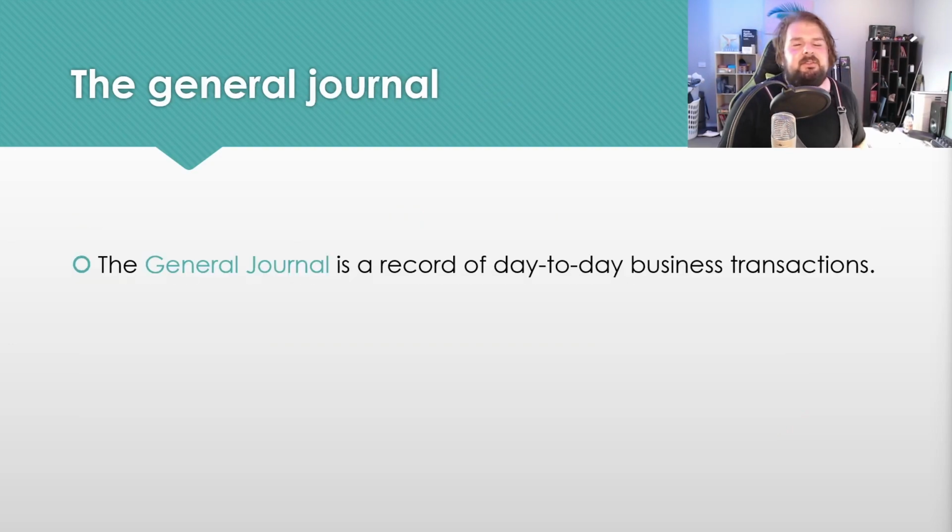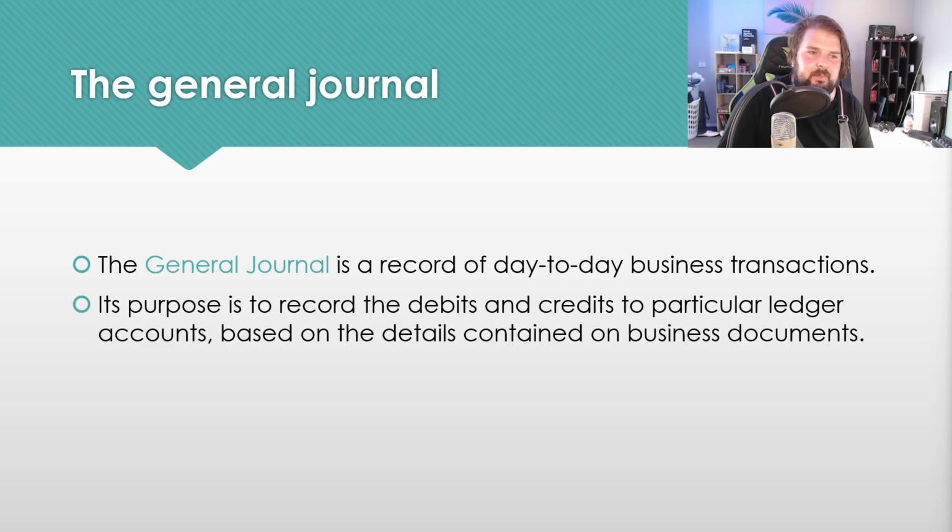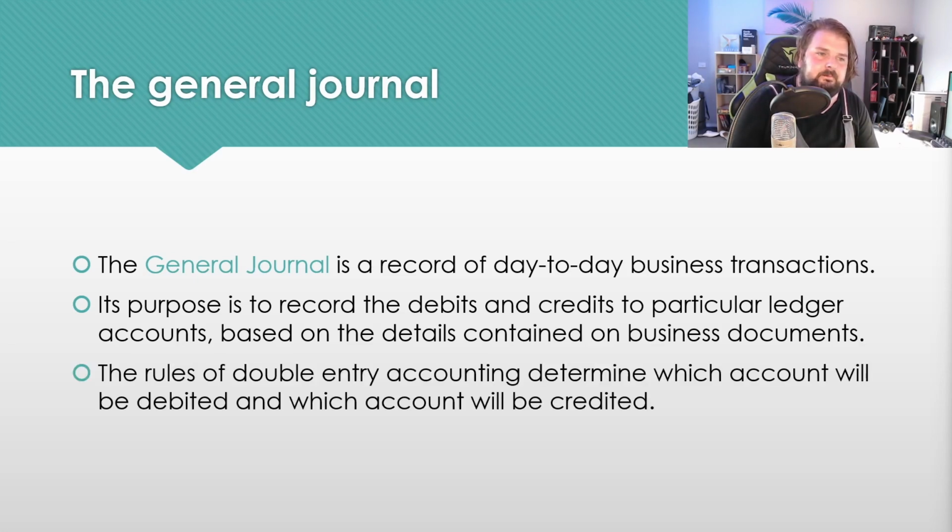Now, the general journal is used to record all of our day-to-day transactions. Everything that we do will be recorded in here. Its main purpose is to record debits and credits, and it shows us which ledger accounts it's going to based on the details of our business documents. This follows the rules of double entry, and it's a good way to kind of reinforce it.